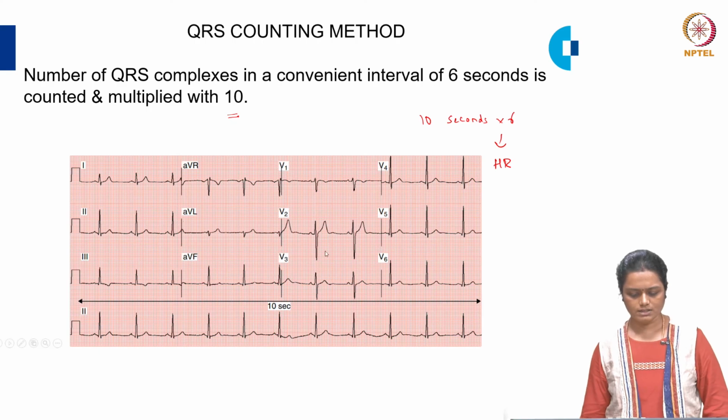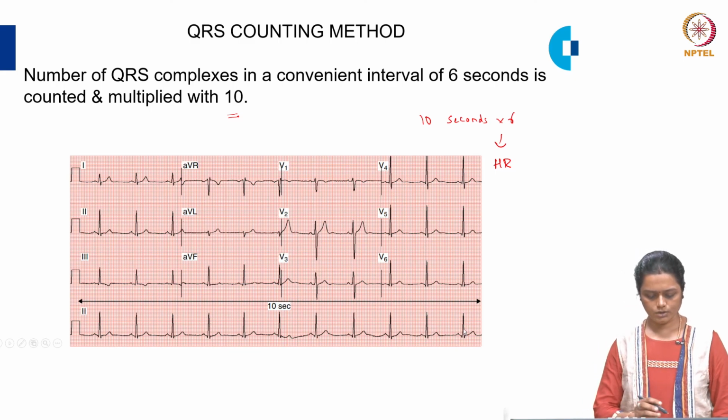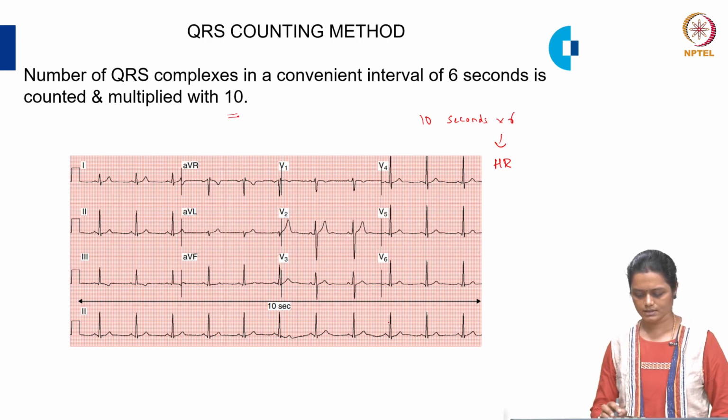In this picture, this is a recording for 10 seconds, and here you can calculate the number of QRS complexes. So, here you have 3, 6, 9, 11.